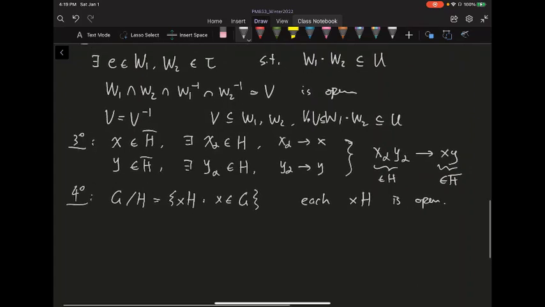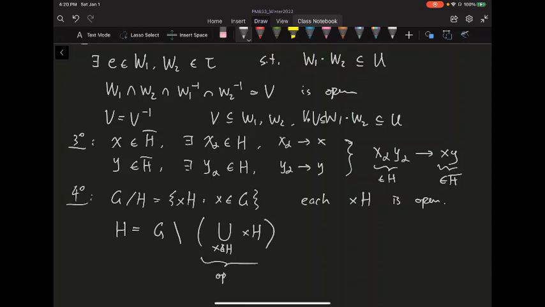So what you can now see is that H is essentially just G take away all the other left cosets. You can say this is G take away the union of all the XH where X is not inside H. As long as X is not inside H, its coset is not H. But this is open because each of these XH is open, and their union is again open. So you take the complement, and this is also closed. Okay, so every open subgroup is also closed.